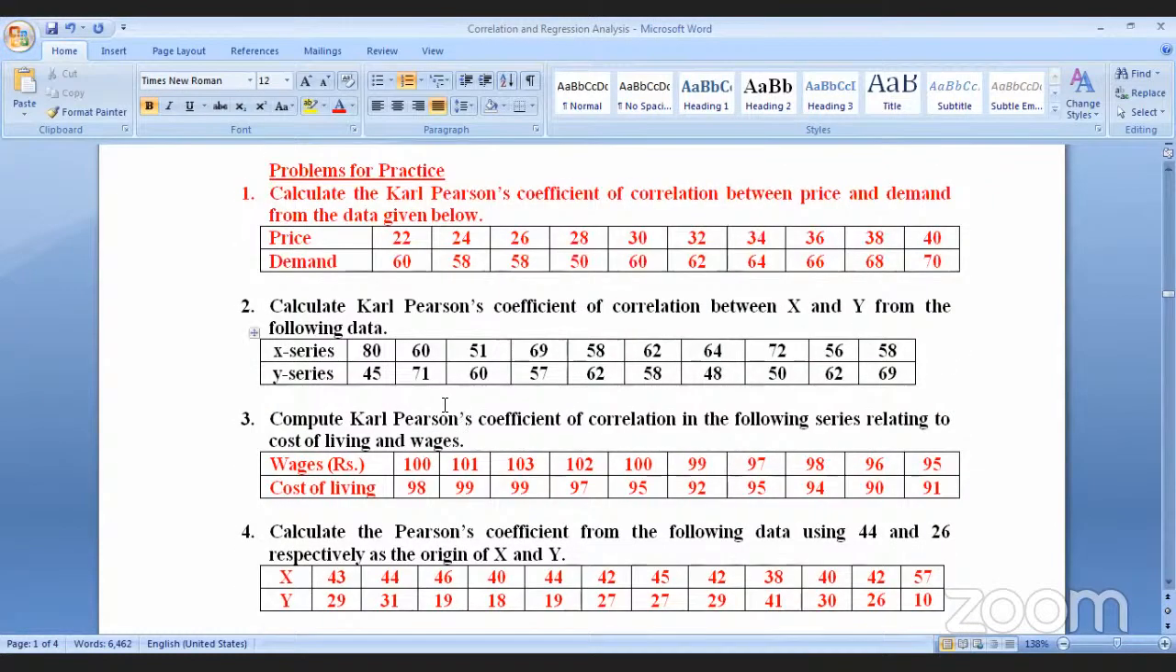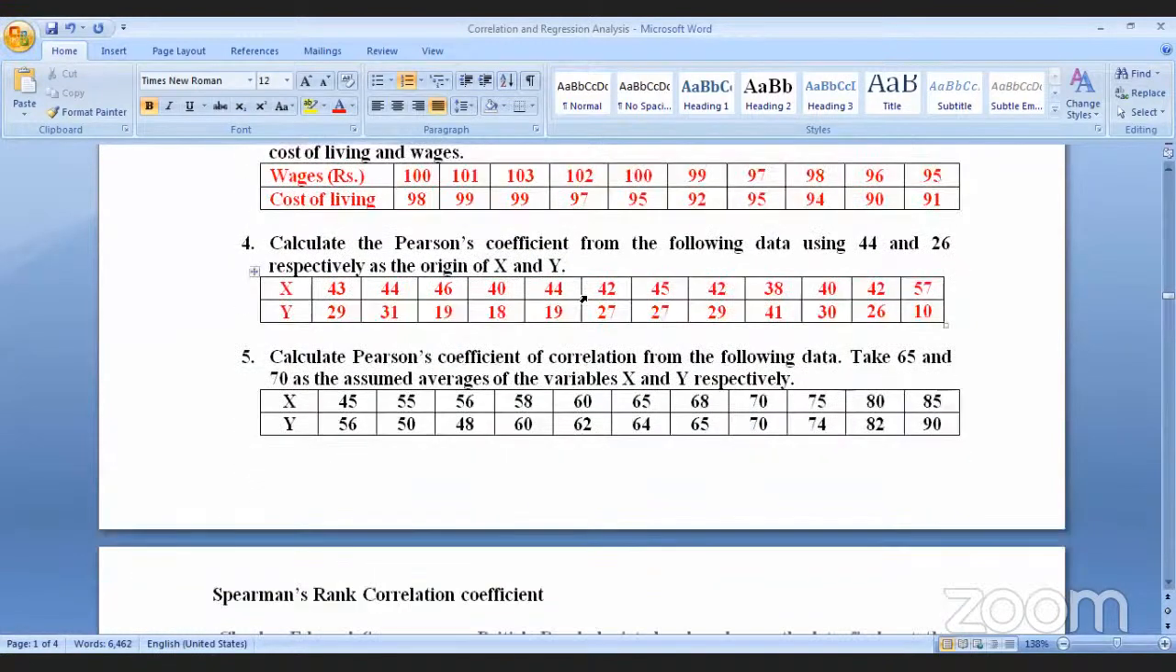Listen here. Problems 1, 2 and 3 are the same problems, but observe problems 4 and 5 carefully. Calculate Pearson's coefficient from the following data using 44 and 26 respectively as origin of x and y. Sometimes the examiner will give the values 44 and 26, and 65 and 70 in problem number 5. Take these values as deviations and do the problem. This is also one of the important conditions.